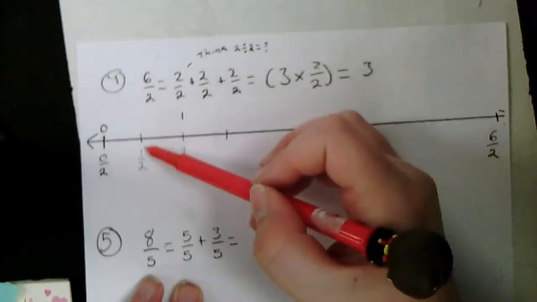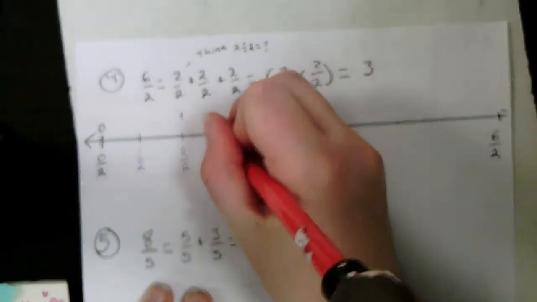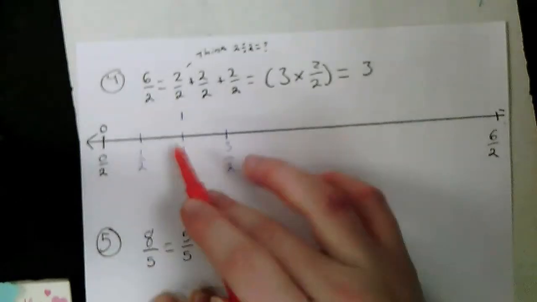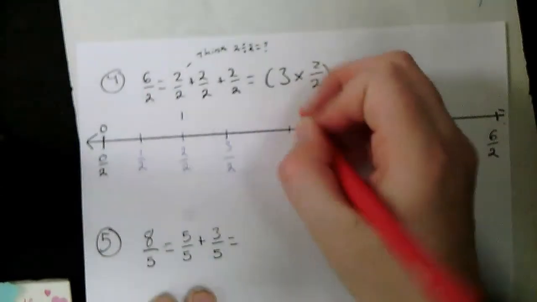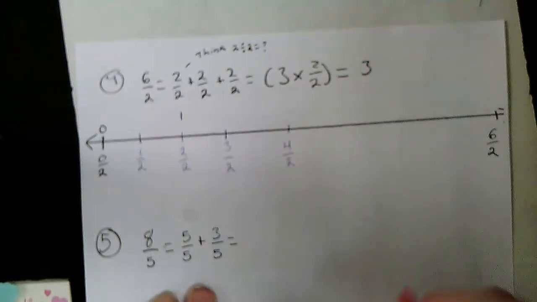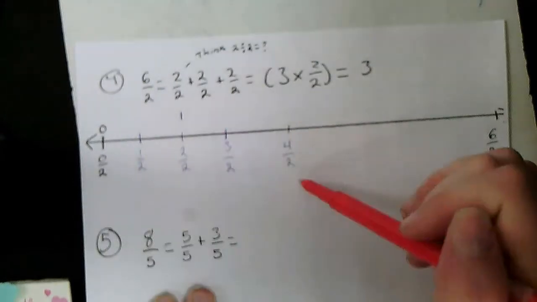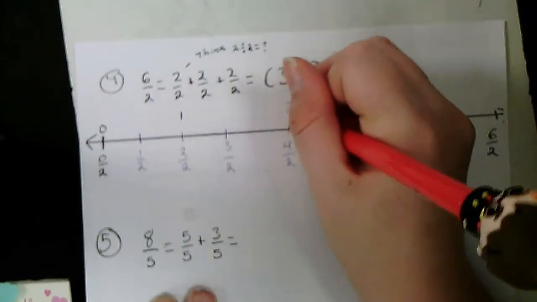So I have 0, 1, 2. What do you think is going to come next? Well, we have 3 halves now. So I have 0, 1, 2, 3. And then I'll have 4 halves next, because I have 0, 1, 2, 3, 4, but my denominator is staying the same. And 4 halves is the same as 2.